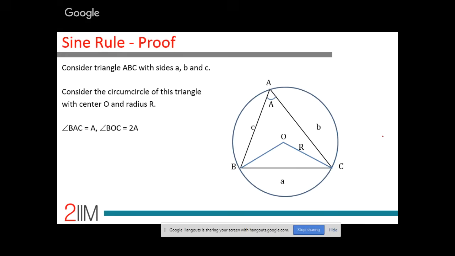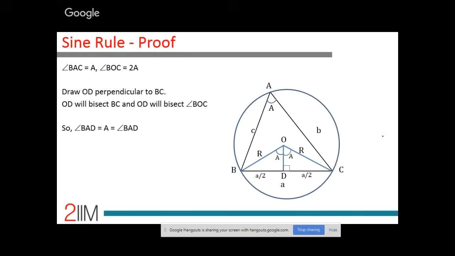You take a triangle ABC, draw a circle going around it. That is the circumcircle for this triangle. The center of that circle, let it be O. So that is the circumcenter of this triangle. Angle BAC is A. What will be angle BOC? 2A. Angle at the center is twice the angle on the segment. We know that. So the sides are a, b, c, vertices are A, B, C. Now, if angle BOC is 2A, then angle BOD would be A and DOC would be A. From O, we draw a line perpendicular to BC. That will bisect BC. The two triangles are congruent. So we have two angles A and A sitting here.